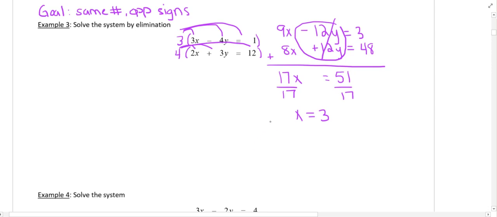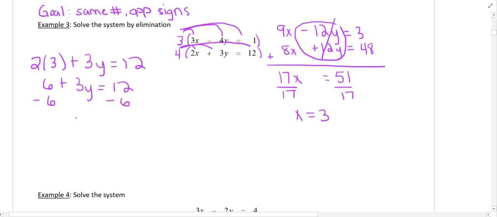Once you get one of the values, x or y, you take that and plug it back into one of the original equations, so you can find the other variable. Let's say I use the second equation. So 2 times 3 plus 3y gives me 12. That's 6 plus 3y equals 12. Subtract 6, and I get 3y equals 6. Divide by 3. y equals 2. So I have my answer here, 3, 2.